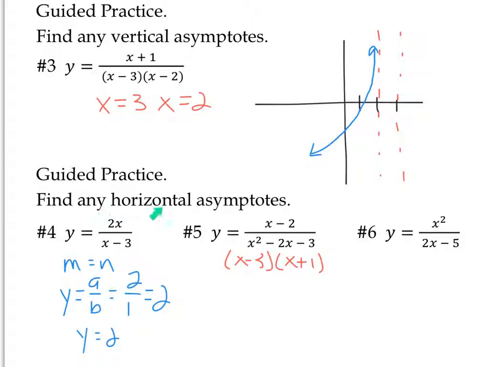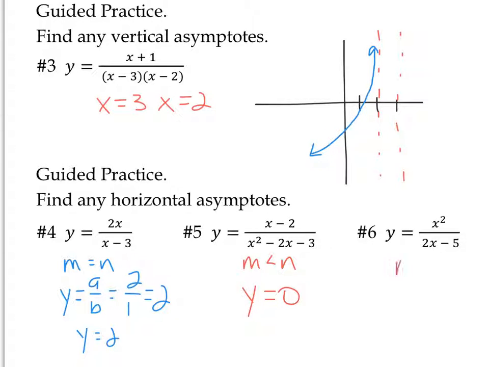Now talking about the horizontal asymptotes, we don't have to worry about the factoring there. We just want to look at the numerator and denominator and the degree of the leading coefficient. So here m is 1 and n is 2. So we have m less than n. When m is less than n, we have a horizontal asymptote at y equals 0 every time.